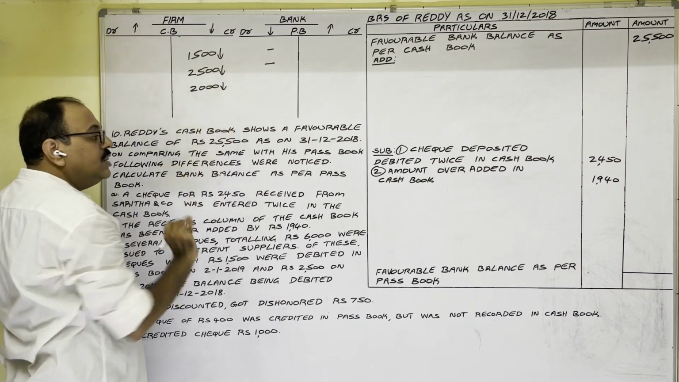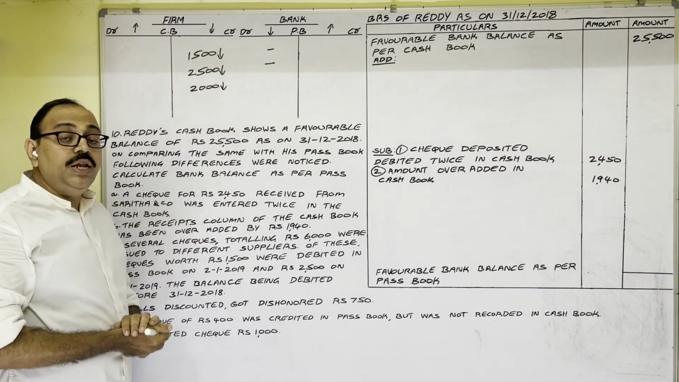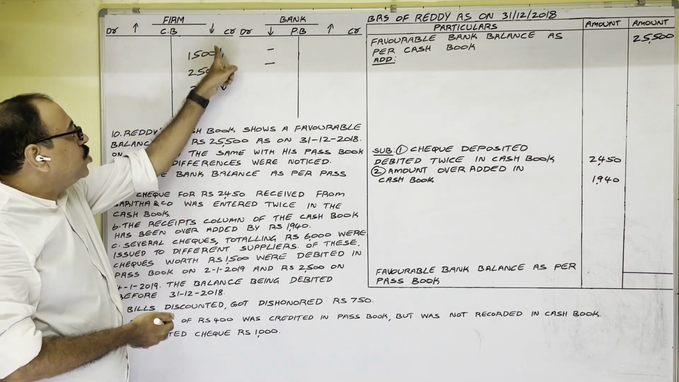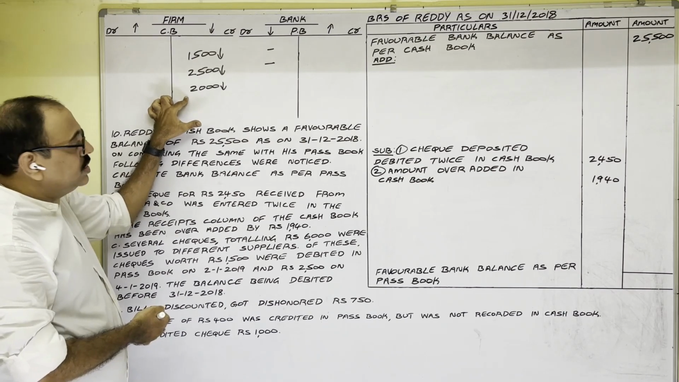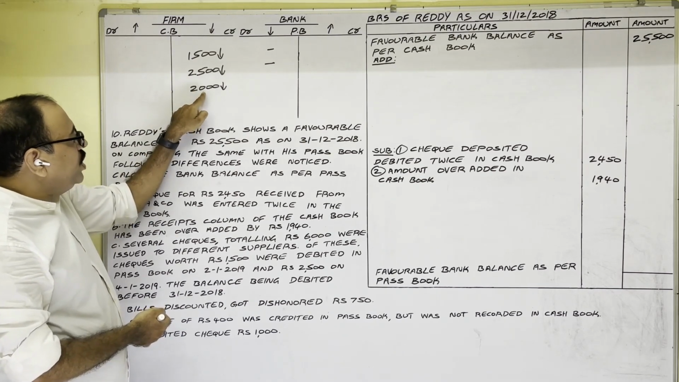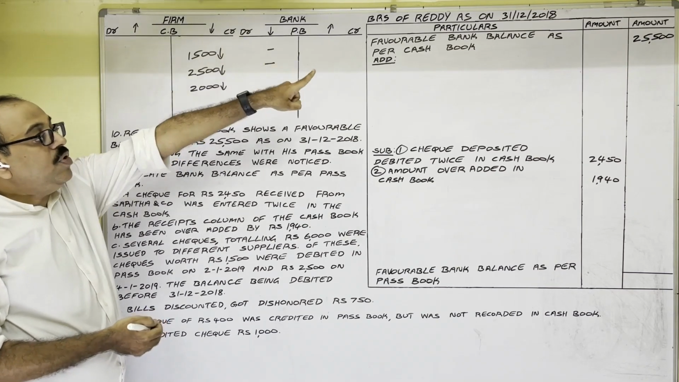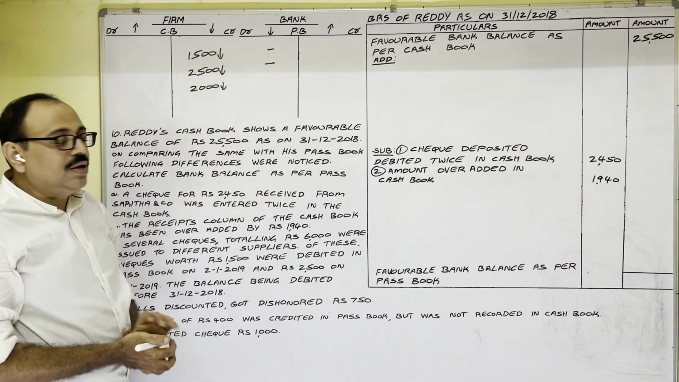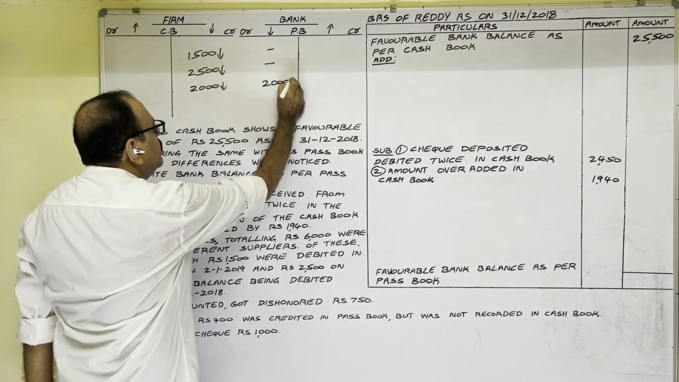So in total there are 3 checks. Several checks he has given now. Several means here how many? 3 checks. The 3 checks total 6,000 rupees, and these are the check values. So this amount we issued, and it was debited in the passbook before 31st December 2018. So only that amount was debited in the passbook.